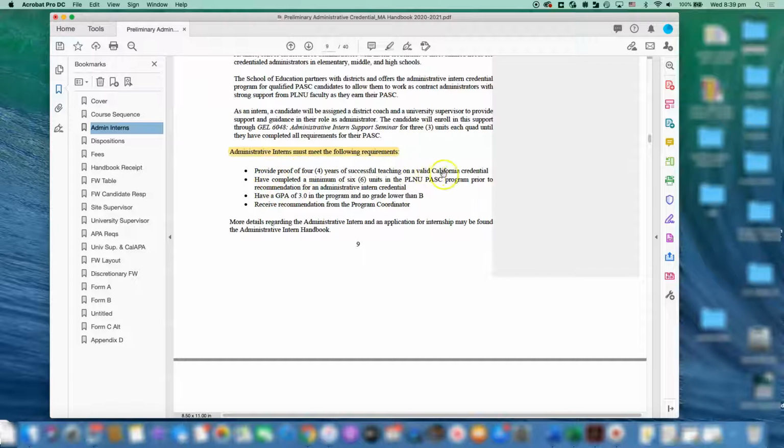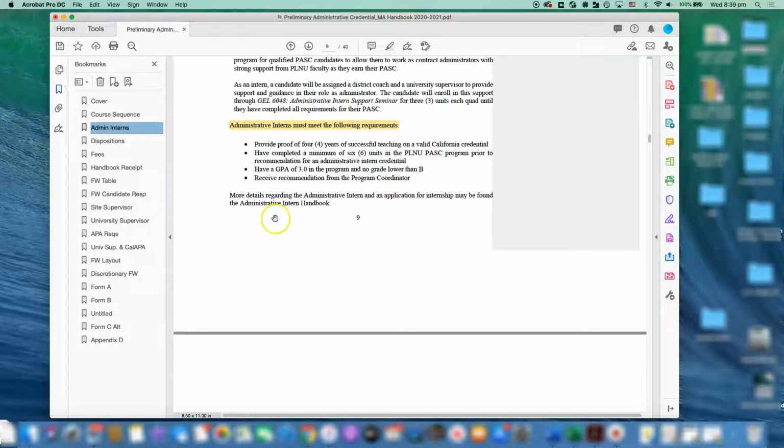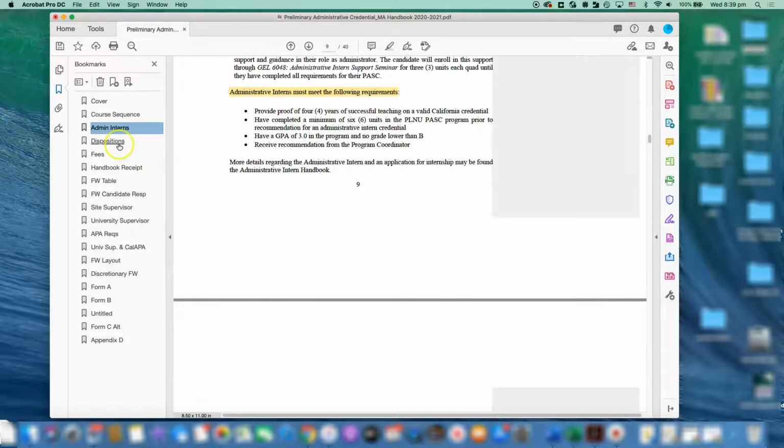Four years of successful teaching, a minimum of 6 units in the PASS program, a GPA of 3.0, and be recommended by the program coordinator. So those all things need to happen in order for you to be able to do that.